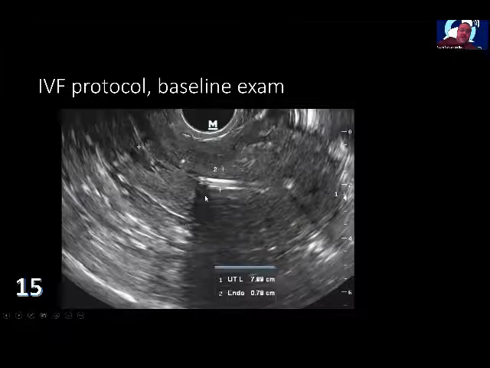This is a patient under an IVF protocol with an IUD. They're using ovulation induction protocols. And that's the baseline examination through, now you see, this is a transvaginal transducer. This is the cul-de-sac or the vaginal wall, and we are pressing to the isthmus, the uterine isthmus. The cervix is on this side of the screen, and the uterine fundus is on that side of the screen.